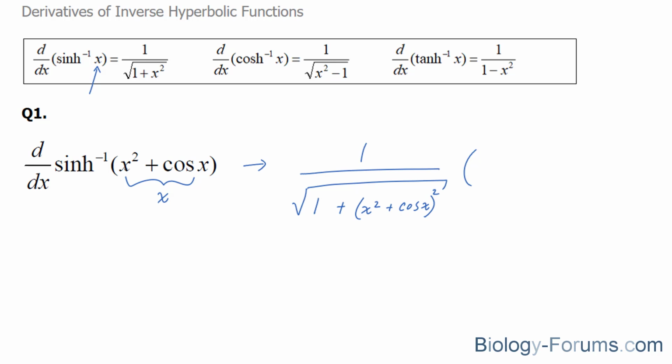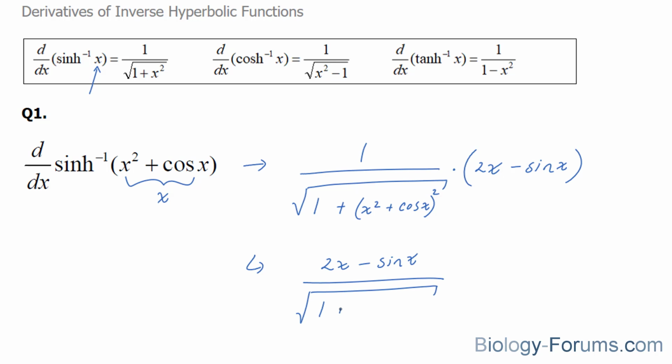So the derivative of x squared is equal to 2x, and the derivative of cosine x is equal to negative sine x. Combining these two terms, since they are a product, you end up with 2x minus sine x over the square root of 1 plus x squared plus cosine x all squared. There's question number 1. Let's move on to question number 2.